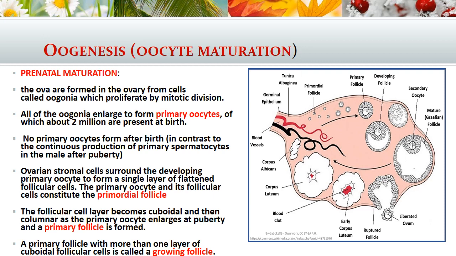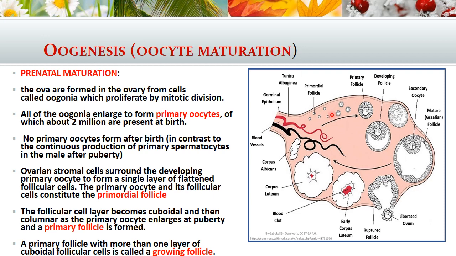So oogenesis, or oocyte maturation, has two phases, that is the prenatal maturation and the postnatal maturation. In the prenatal maturation, the ova are formed in the ovary from cells called the oogonia, and they proliferate by mitotic division. All of the oogonia enlarge to the primary oocytes, of which about 2 million are present at birth. No primary oocyte is formed after birth, in contrast to spermatogenesis, which occurs in males after puberty and is a continuous process.